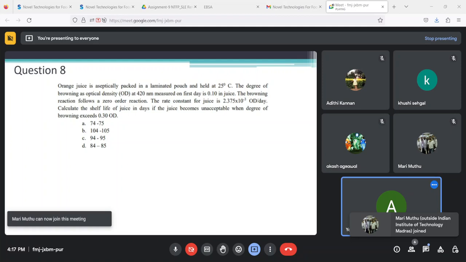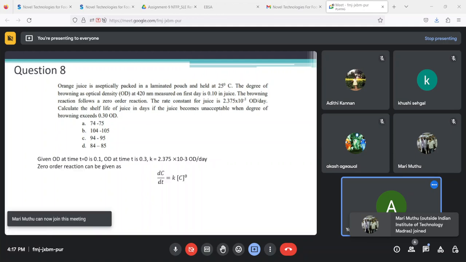So we'll look at the given first. Given OD at time t equal to 0 is 0.1, and OD at some time t, that is what we need to calculate here. At some time t it is equal to 0.3. Your rate constant is equal to 2.375 into 10 power minus 3 OD per day. And we have been given that the browning reaction follows zero order kinetics.